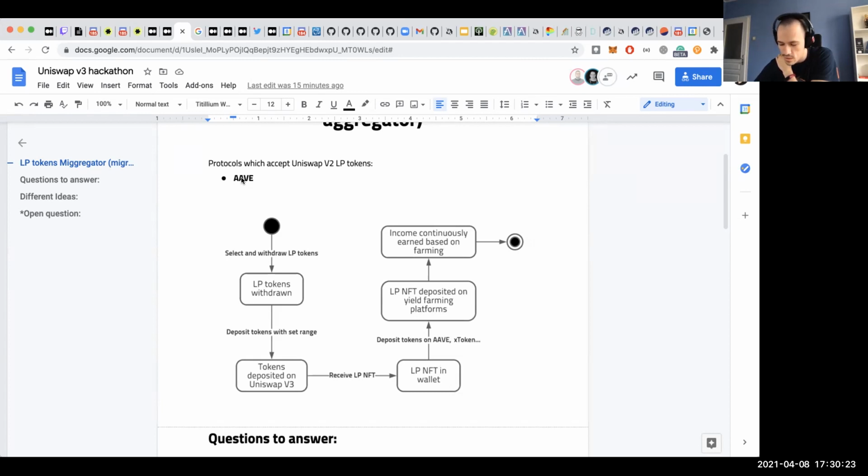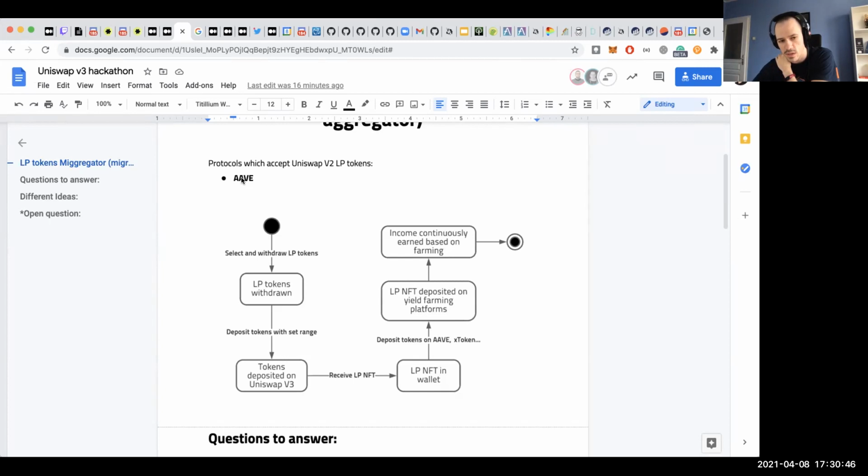So they implemented a migrator contract that allows you to input Uniswap version 2 liquidity pool tokens and get an NFT token that covers the same position. I mean, not the same. You can also supply the range that you wish to cover, and they give you a Uniswap version 3 NFT token that represents your liquidity on version 3.